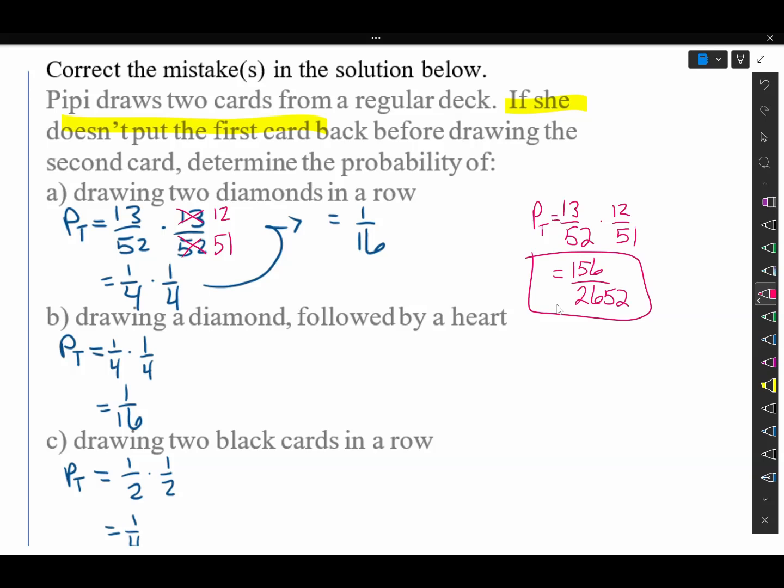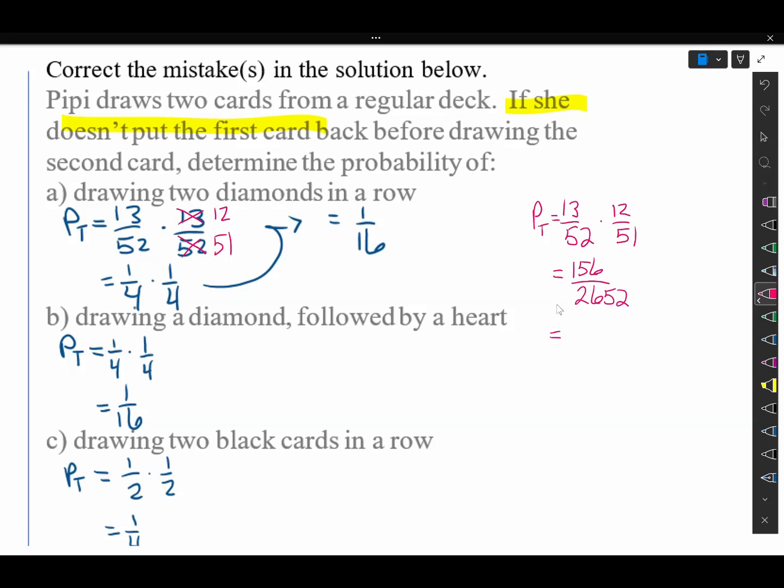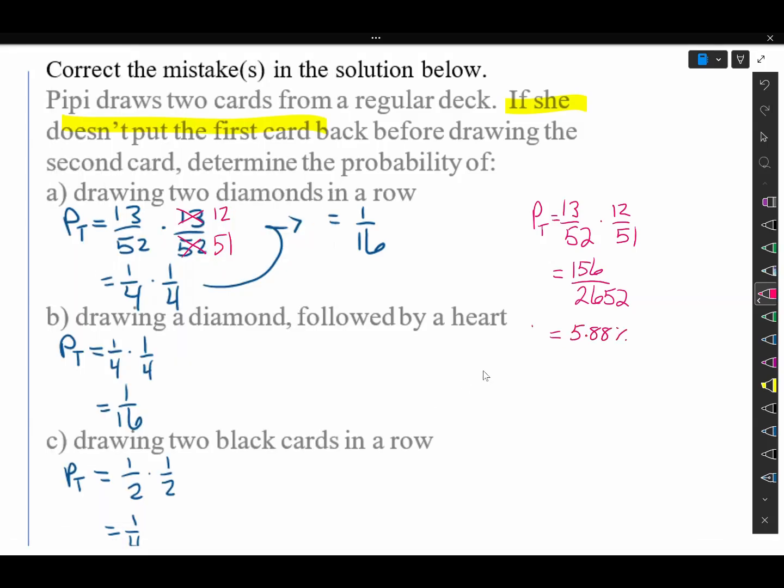156 over 2,652, not very intuitive in our mind. It's very difficult to picture that. So rather than working with a fraction here, we could reduce this. That sounds like a lot of work. We could throw this right into a percentage. That is 156 divided by 2,652, and multiplying it by 100, we end up here with a percentage of 5.88%. That is the theoretical probability of drawing 2 diamonds in a row.